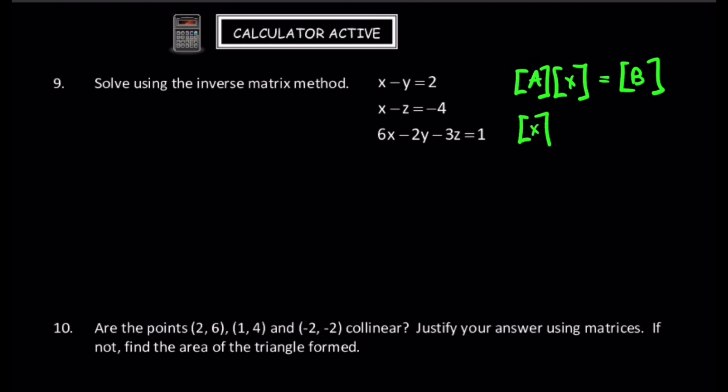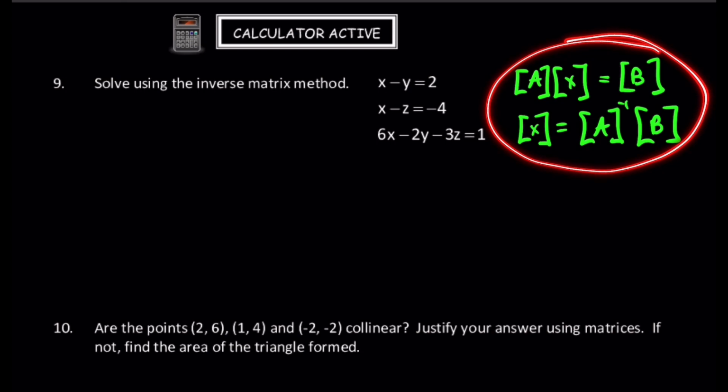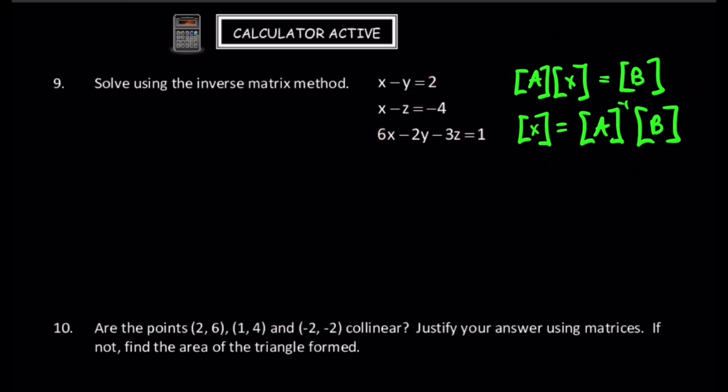The variable matrix then equals the inverse of the coefficient matrix times the constant matrix. So you have to show this work, but using the numbers. All right? So here's what I want to see.